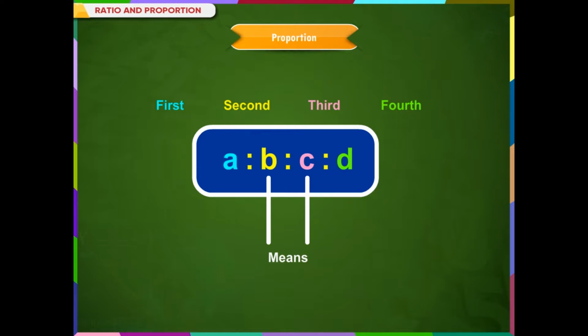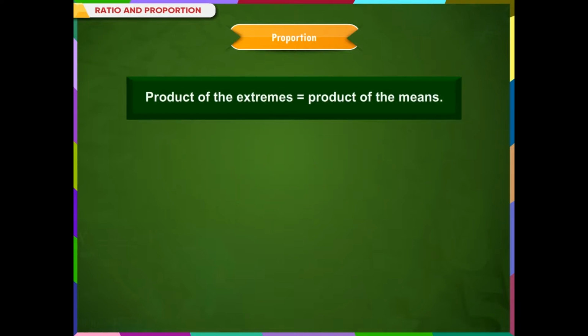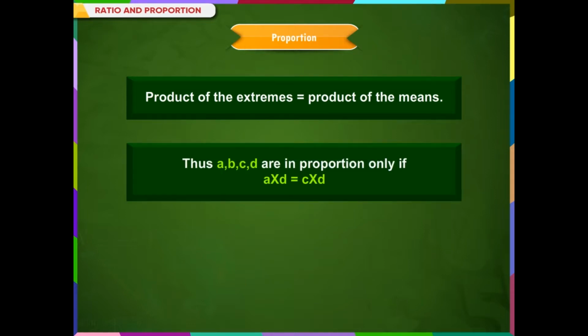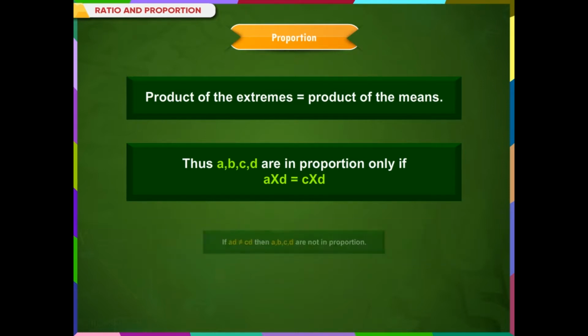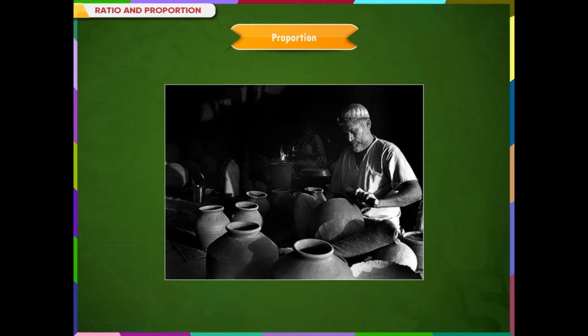It is very easy to verify whether the ratios are in proportion by the formula: product of extremes is equal to product of the means. Thus, A, B, C, D are in proportion only if A into D is equal to B into C. If AD is not equal to BC, then A, B, C, D are not in proportion. You can use proportions in solving different types of day-to-day life problems. Let us look at some examples where we use proportions.